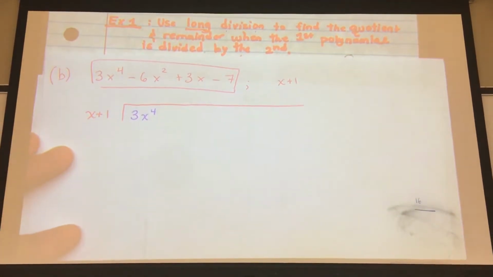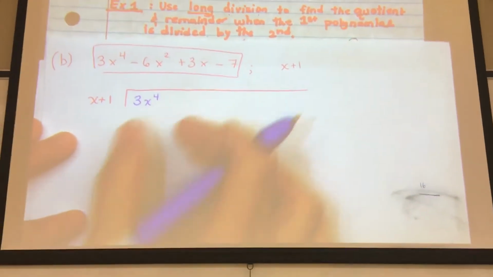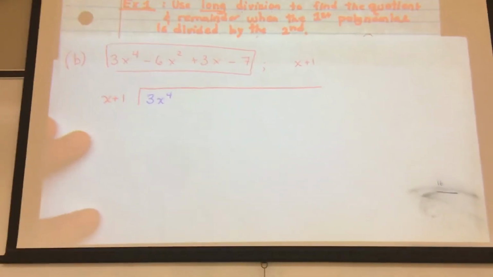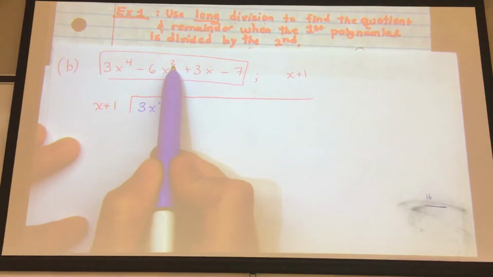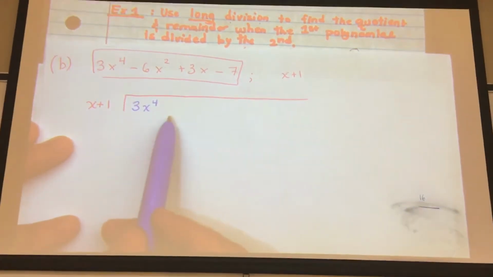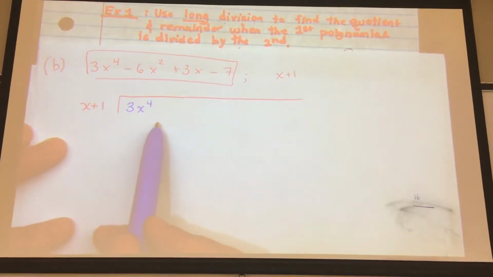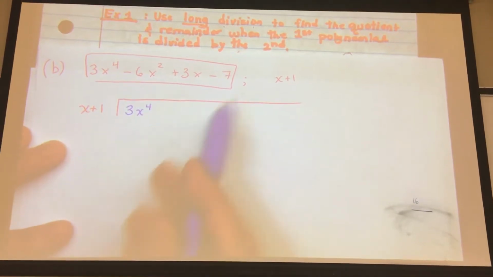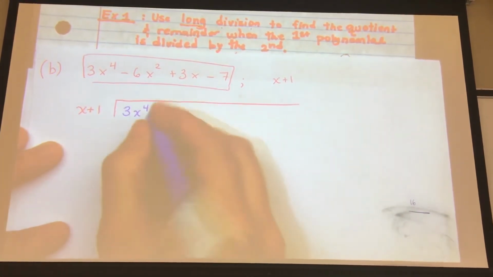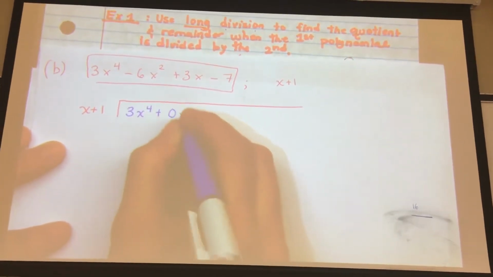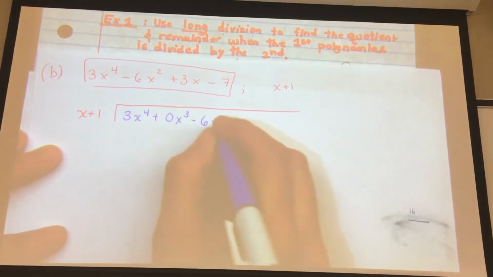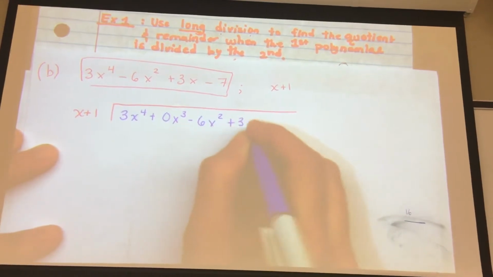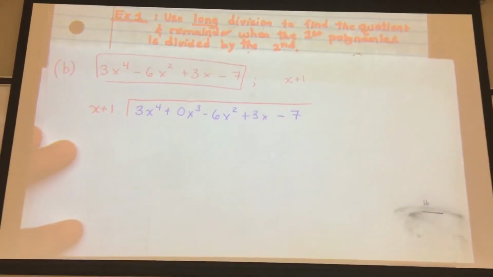Now, convention is either leave a gap or write 0x to the power when you have a missing term. For example, here I go from 4 to 2. If you just put negative 6x squared right next to this, you are prone to make mistakes when you're doing your second step. So I highly recommend at least leave a space, but some people prefer just to write 0x cubed as like a filler here. Then negative 6x squared, positive 3x, minus 7. That's the only term that got skipped.